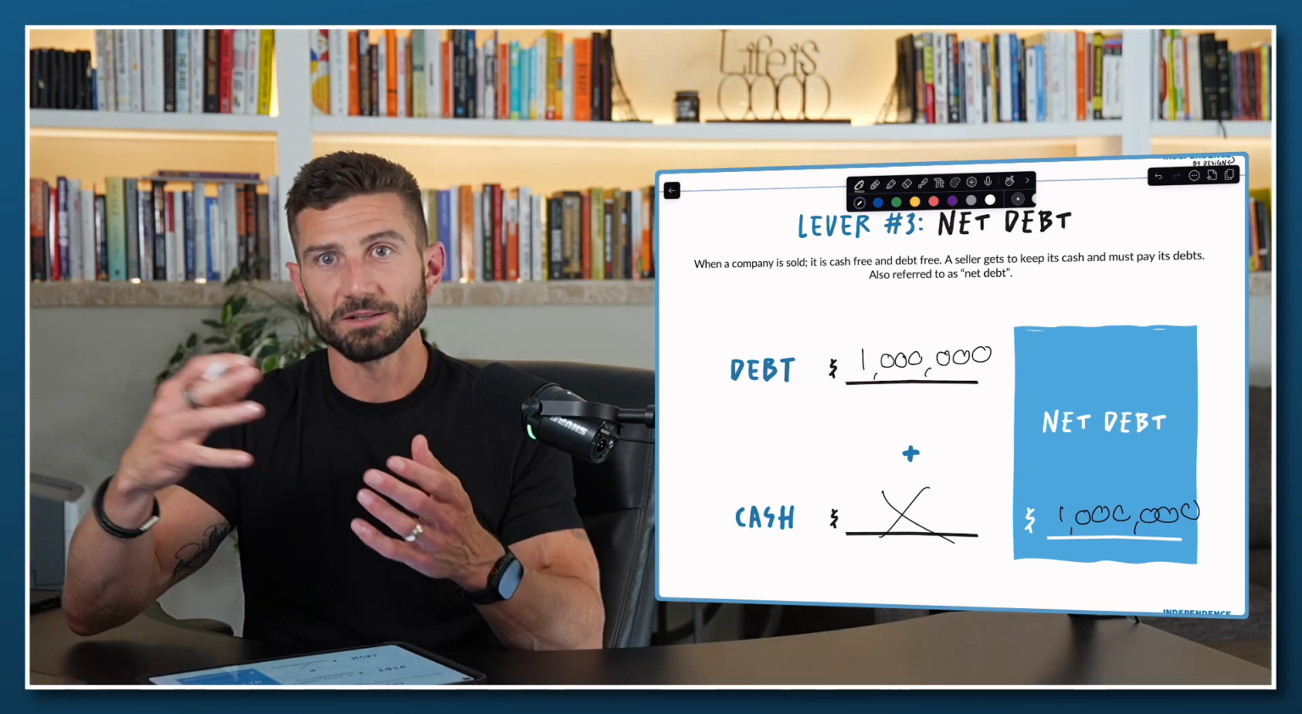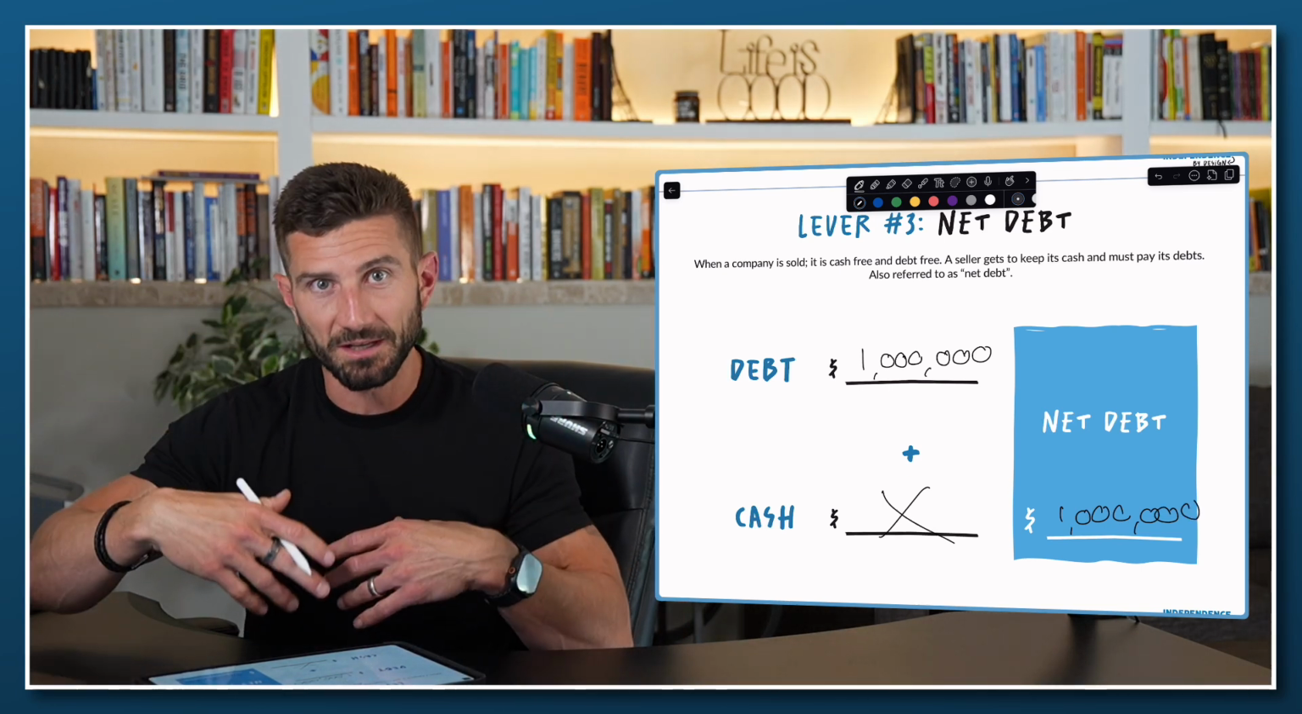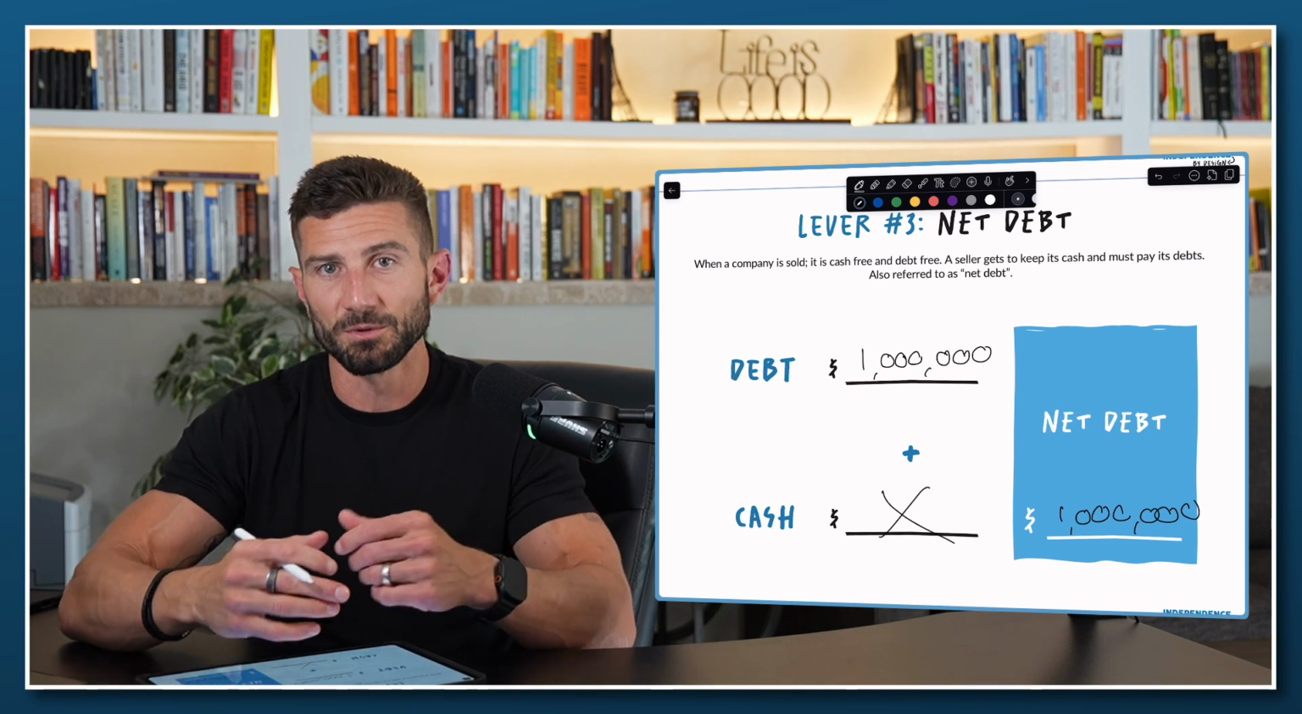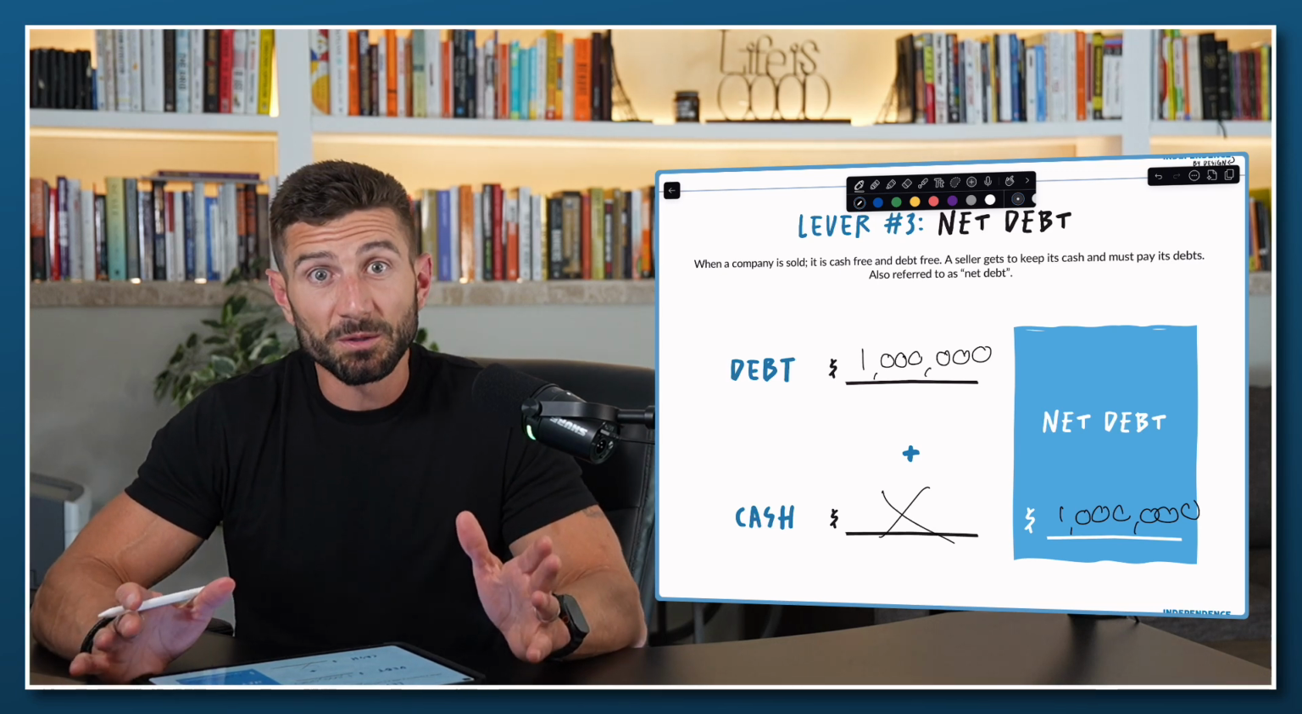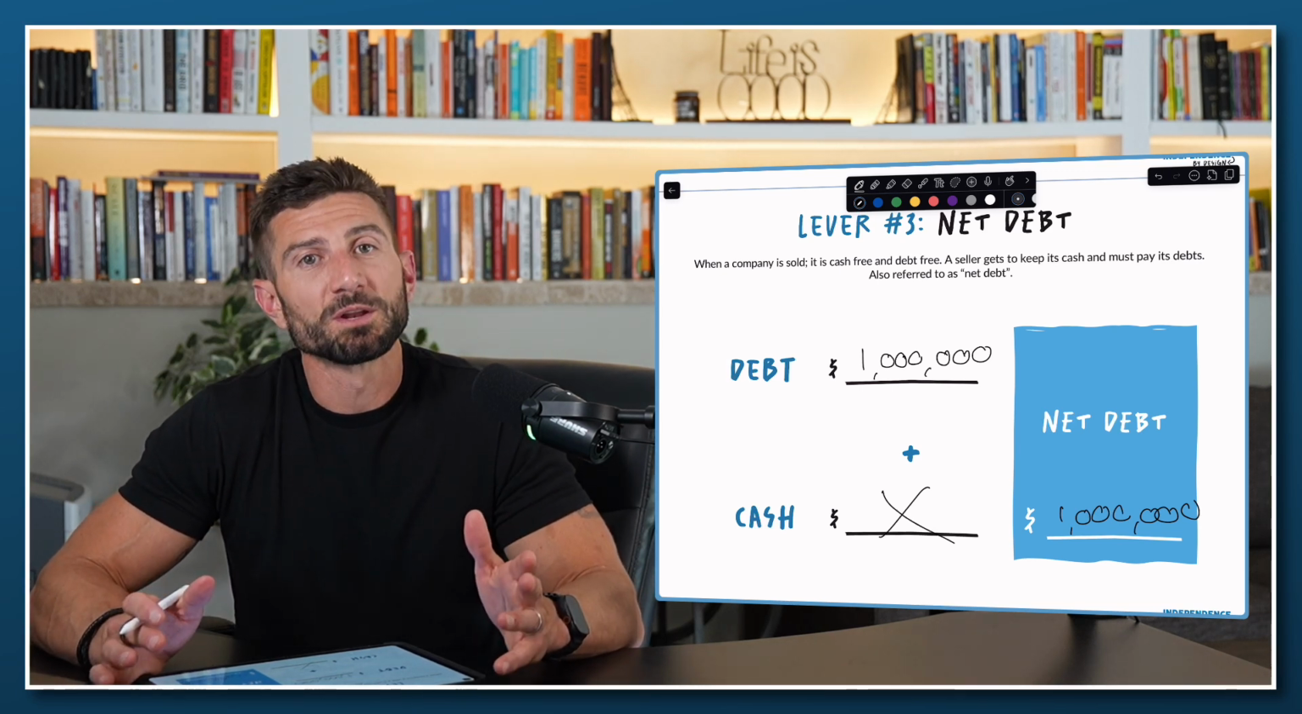These numbers could be wildly different. You could have $2 million in debt and $1 million in cash. It would end up with the same $1 million. This is really important, because this is why there are so many over-leveraged companies.